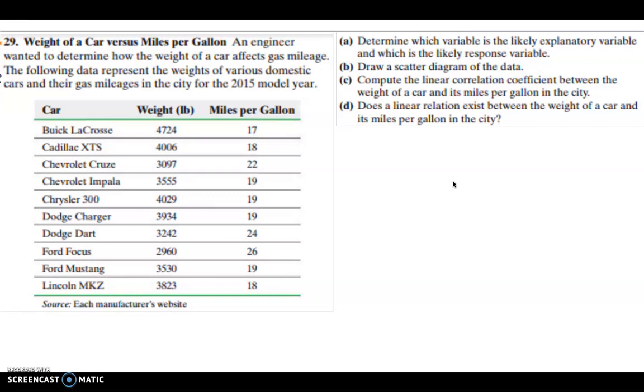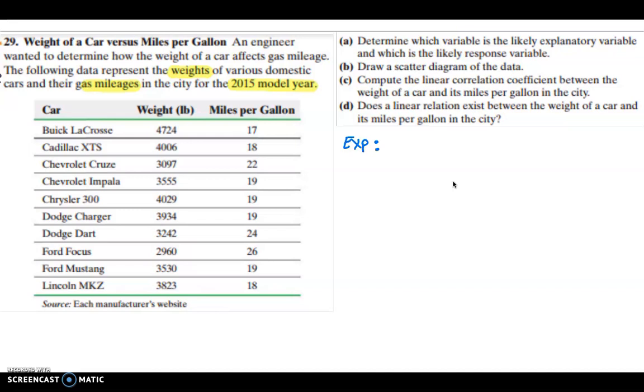The following data represents weights of various domestic cars and their gas mileage in the city for 2015 model year vehicles. First we want to determine, so we've got weight and miles per gallon, which variable is likely the explanatory variable and which is likely the response variable. If you think about this, the explanatory variable, I'll put EXP, is going to explain the response variable.